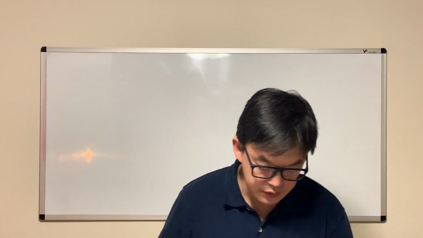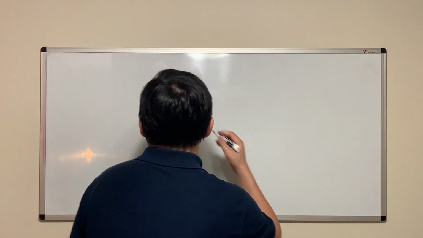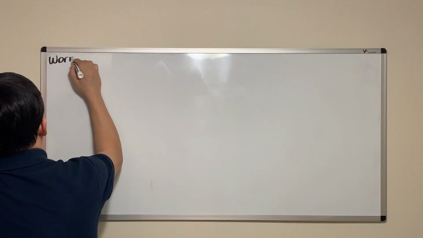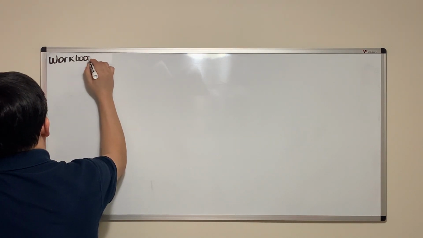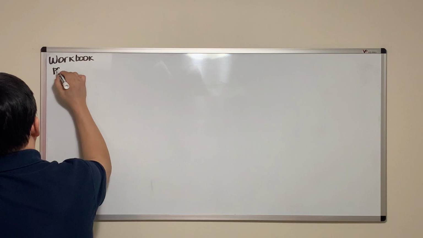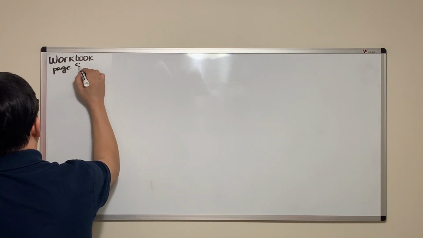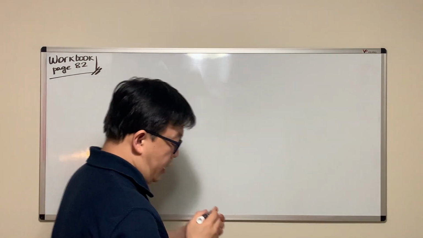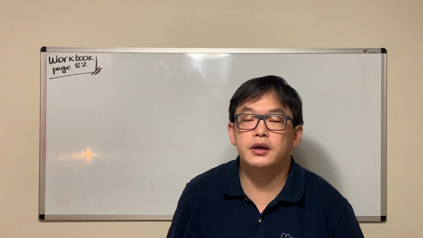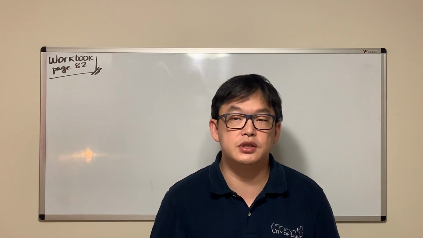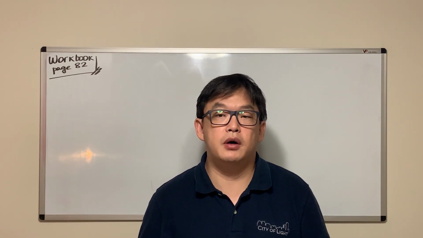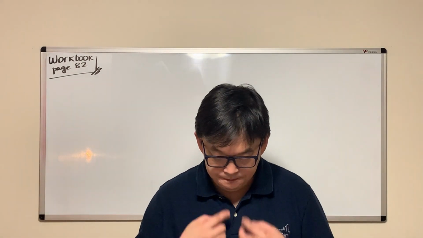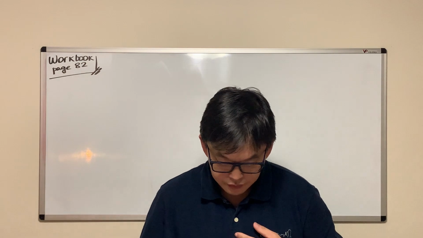So let me write here. Workbook. Page 82. Okay, that's what we are studying now. Okay, and you remember that we were talking about comparative and also talking about superlative. So today is time to practice. So go to your workbook.